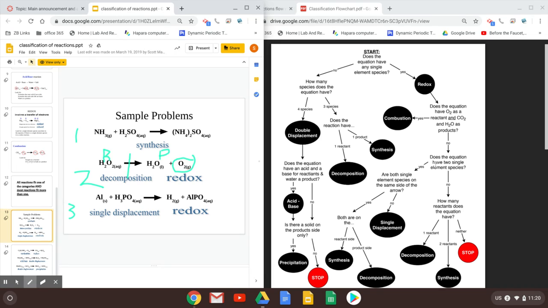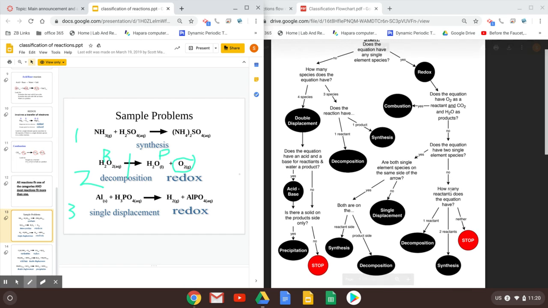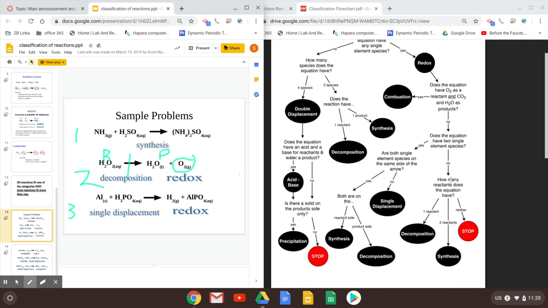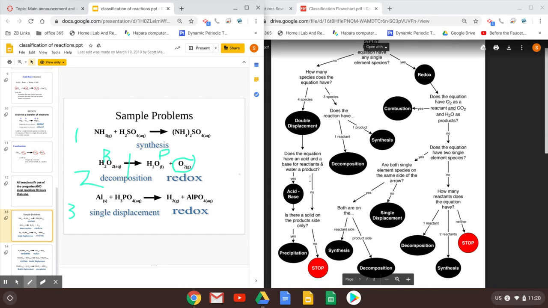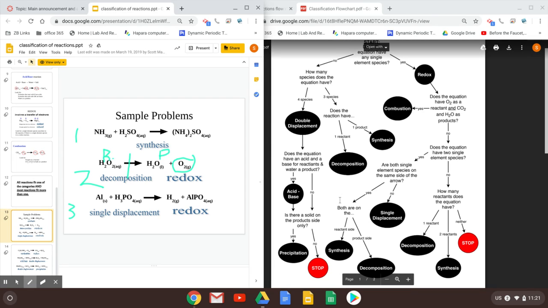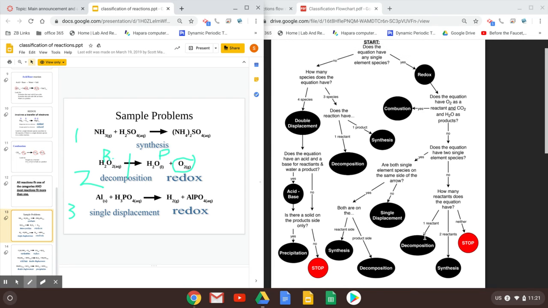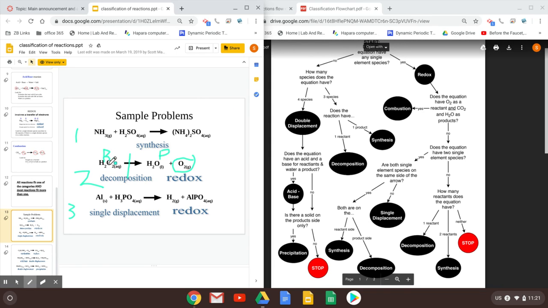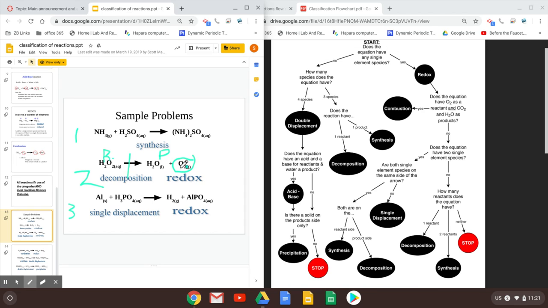Does the equation have two single element species? The answer is no, because the only single element species that I had mentioned is O2. All right. How many reactants does the equation have? Well, if we look, it only has one reactant, H2O. That's its own species. So the answer would be 1, and that means that it is decomposition. You have something bigger that's breaking down into two smaller things, or even more.